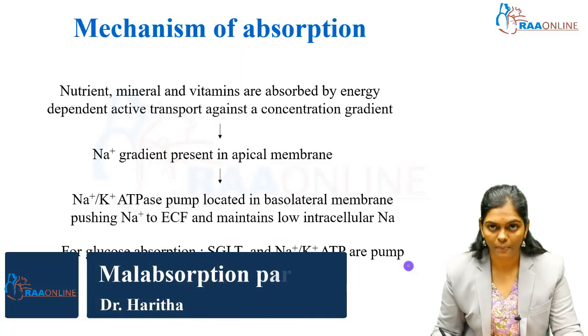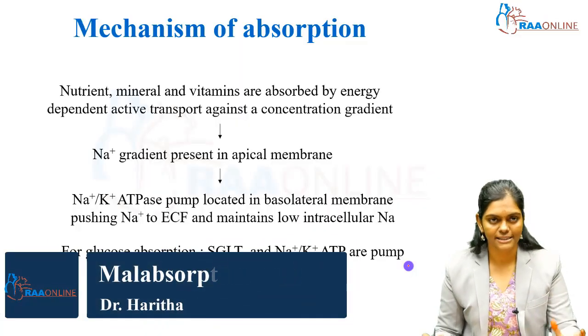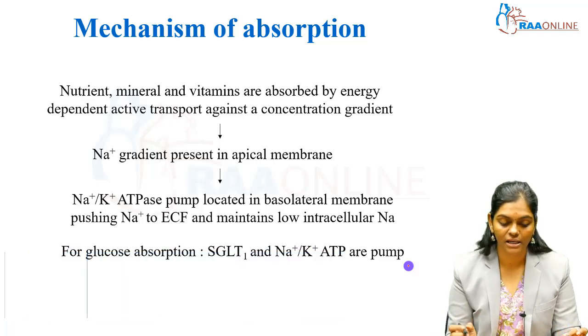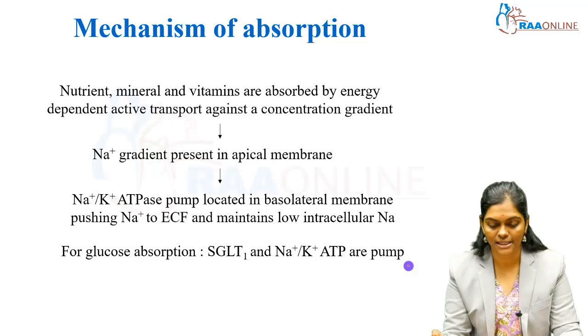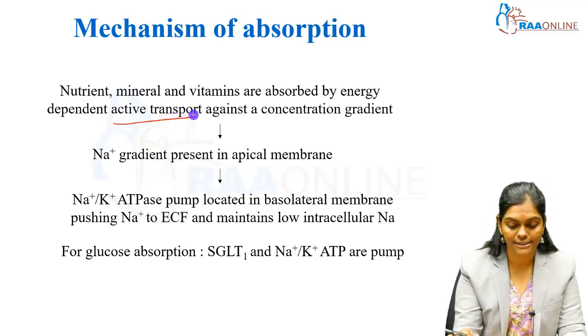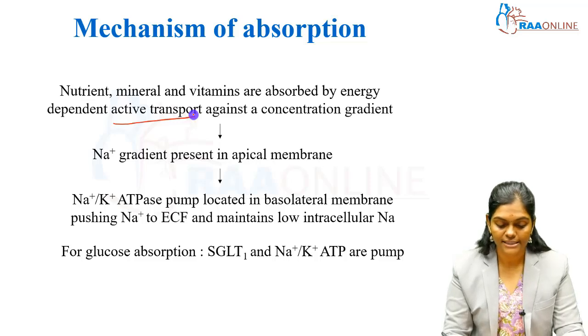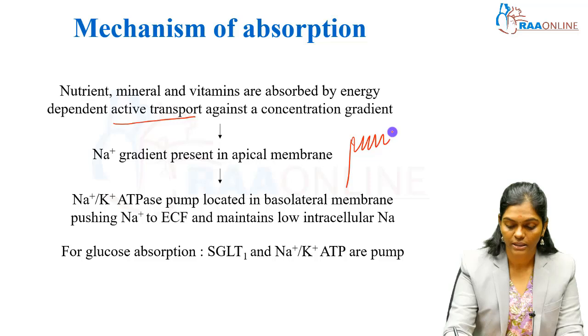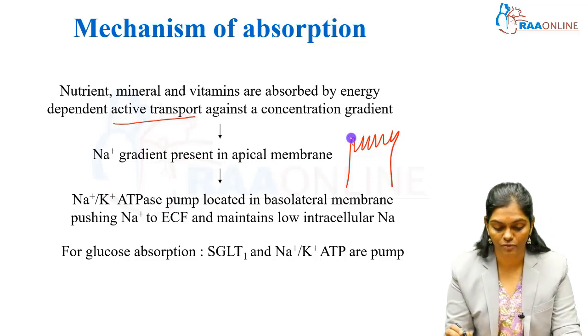And we're going to go for mechanism of absorption. It is very simple. Just putting it in a very simple way, nutrients, minerals and vitamins are going to be absorbed by energy-dependent active transport against a concentration gradient. This sodium gradient is present in the apical membranes of the enterocyte. So this is the apical membrane of the enterocyte.